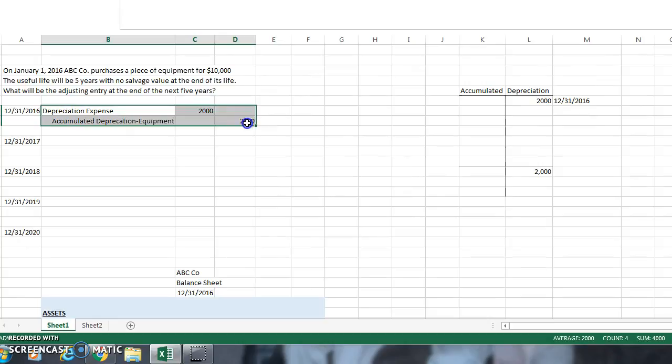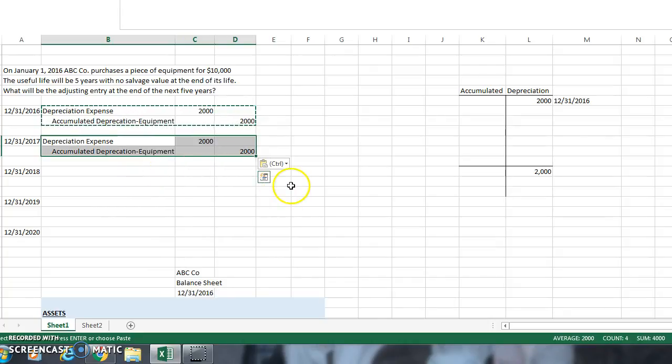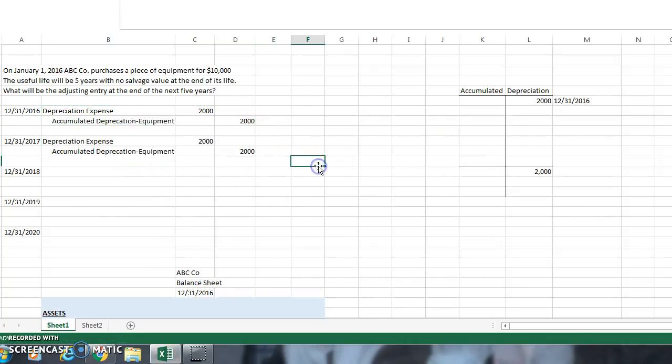Same entry every year, right? Nothing's really going to change, same amount. We are depreciating by a straight line. Okay, so there we are, same entry, depreciation expense debited $2,000, accumulated depreciation $2,000 is credited. So let's go back and post that to the ledger. This is an accumulated account, so every year we are adding to the balance. Another $2,000 means our balance now in accumulated depreciation is $4,000.